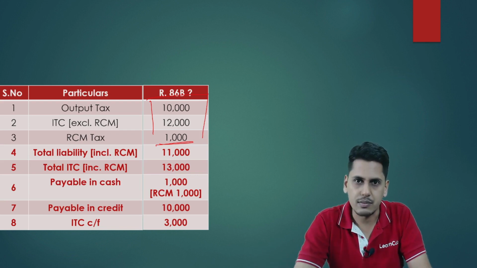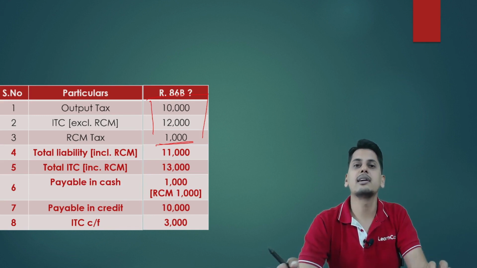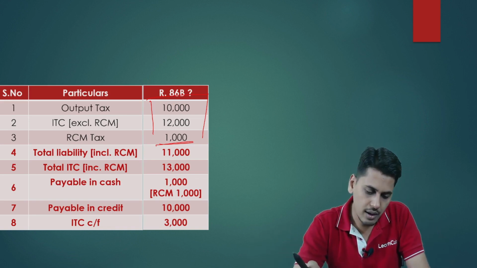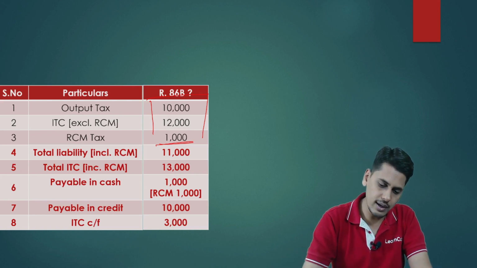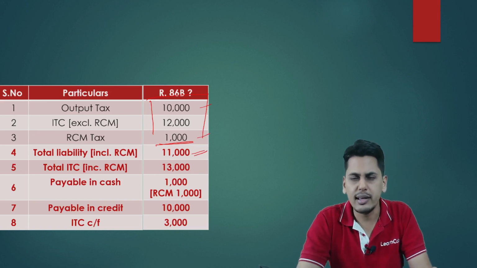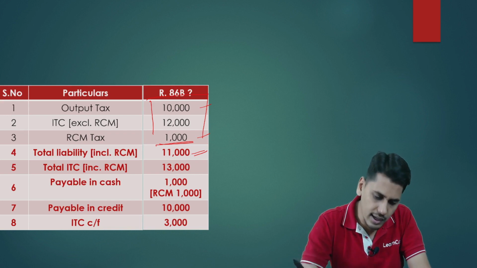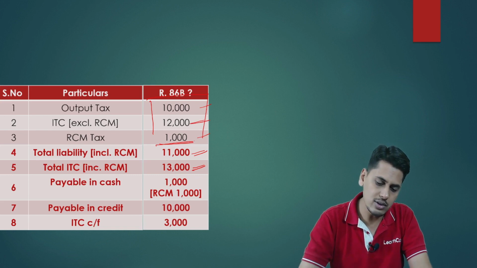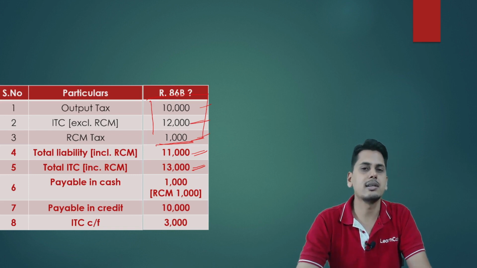RCM tax is 1,000. As we all know, RCM tax needs to be paid in cash and input tax credit can be availed in the very same month for the tax period for which reverse charge tax has been paid. So friends, what is the total liability including RCM? Output tax liability is 10,000, RCM tax liability is 1,000, so 11,000 is the total liability including reverse charge. What is the total input tax credit including RCM? It is going to be 13,000 rupees: 12,000 rupees regular ITC and 1,000 rupees ITC of RCM.